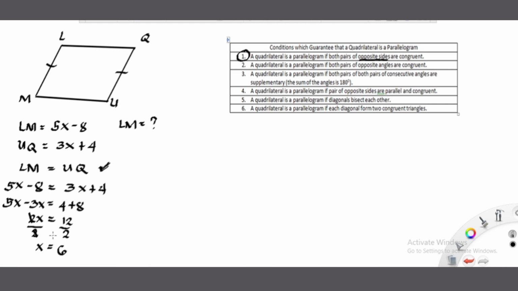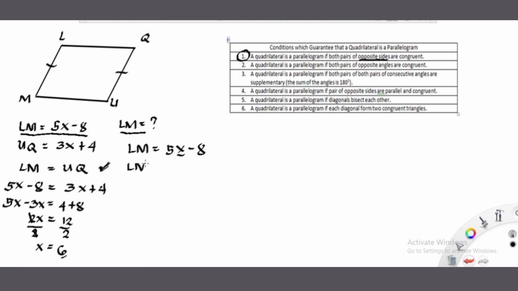Hindi pa po yan ang hinahanap nating answer because this is just the value of x. So ano nga ulit ang hinahanap natin? We are finding for the value of LM for this side. Ano nga ulit ang algebraic value ng LM? That is 5x minus 8. So kunin natin yan. So LM is equal to 5x minus 8. Ano nga ulit ang nasolve natin na value ng x? That is 6. So substitute 6 to x.